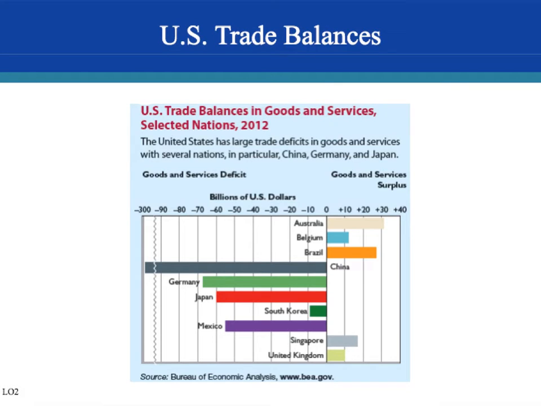Okay, so if we look here, U.S. trade balances in goods and services. We export more goods and services than we import to Australia, Belgium, Brazil, Singapore, and the United Kingdom, but we import more goods than we export to China, Germany, Japan, South Korea, and Mexico. And so China here is one of the reasons we've had such a large trade deficit.